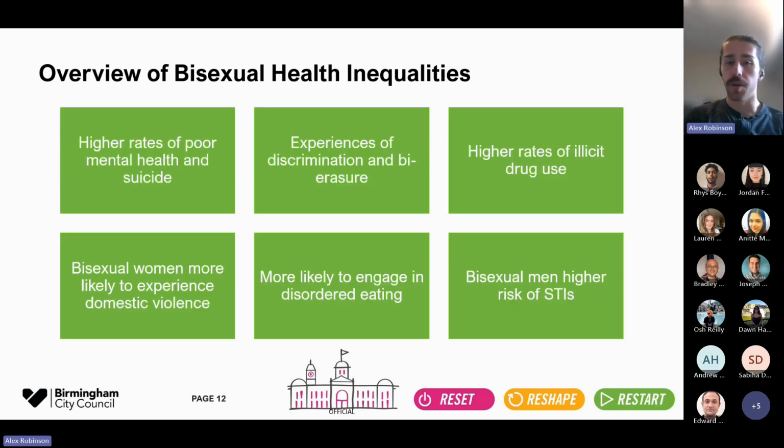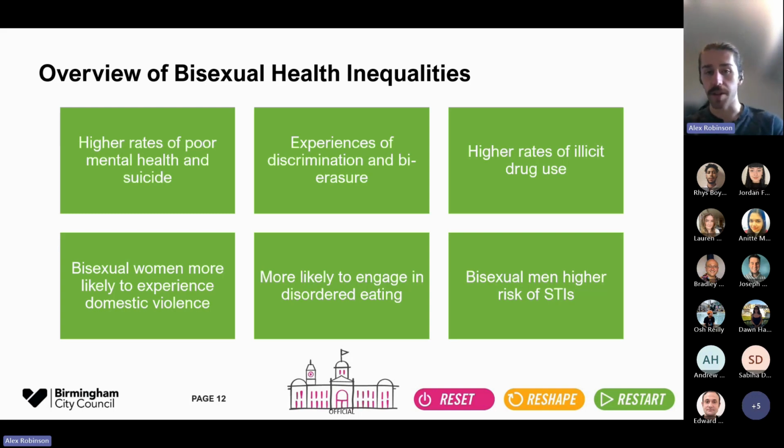So now moving on to some of the health inequalities experienced by bisexual people. And I should say that generally there's a lack of health data looking at the experiences of bisexual men and women, less so than lesbians and gay men. And a lot of that is because bisexuals tend to get aggregated with either gay men or lesbians and gay women. But again, there's similar issues around poor mental health and suicide rates.